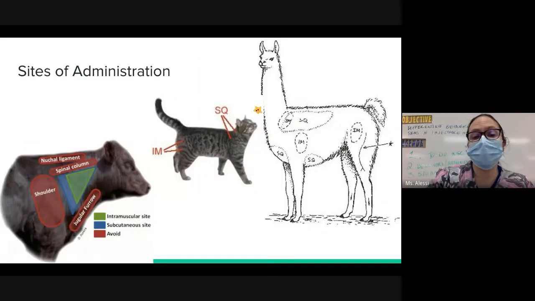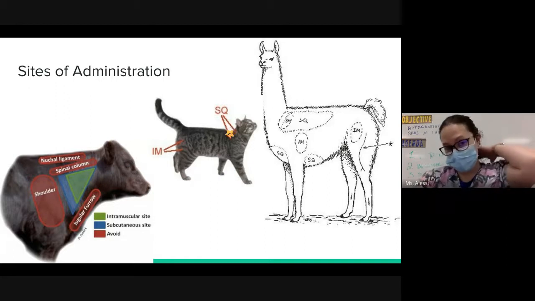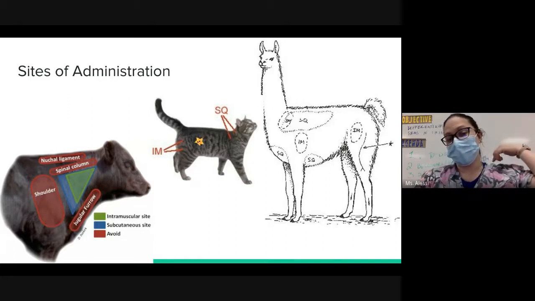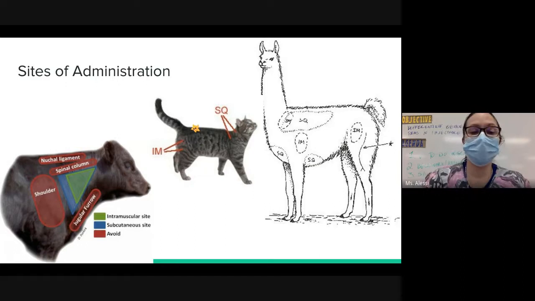So when we talk about sites of administration for sub-Q fluids, in our large animals or livestock, we have underneath that armpit, and even in birds, we'll give subcutaneous fluids underneath that wing. Generally, in cats and dogs, we have behind the nape of the neck, also above the hock joints in the back.